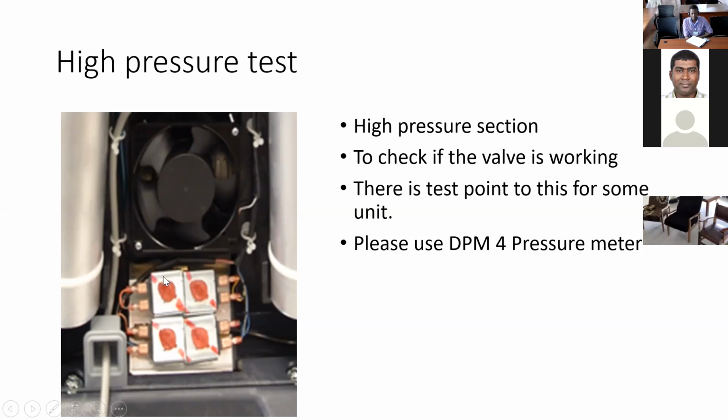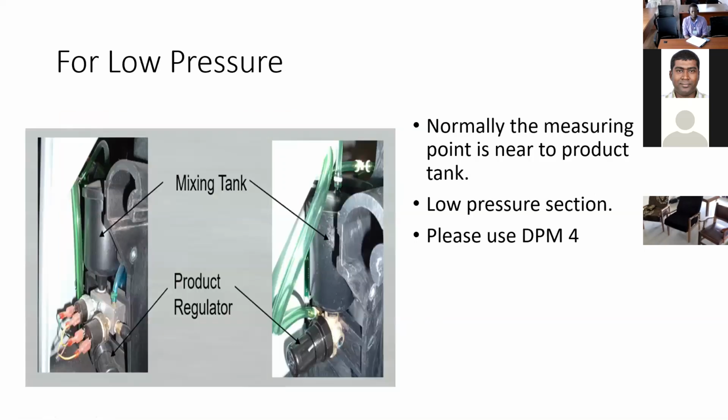So this is how it works. Normally there's a black tube going to the high pressure section. That particular tube is a circuit where you can measure the high pressure system. Some oxygen concentrators don't have a high pressure section, but some have a high pressure testing section. For low pressure, every single unit has a low pressure section.